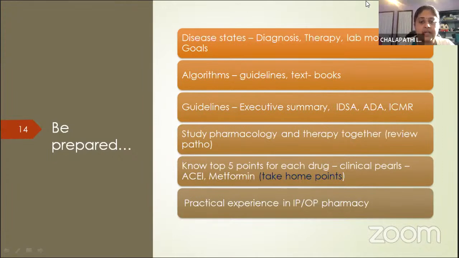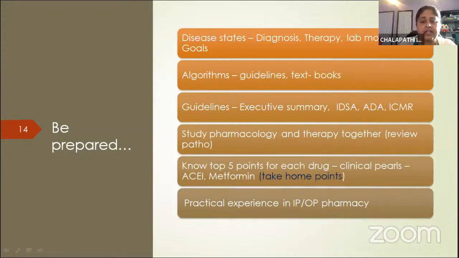So it's very important that you study pharmacology and therapy together and not treat them as separate subjects. Once you treat them as separate subjects, you're missing out on a lot of information, and that's a waste in time and effort. So try to study them together.